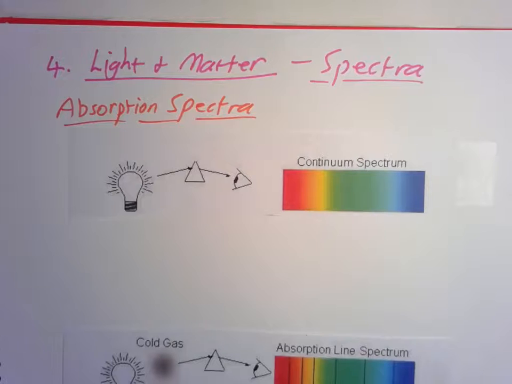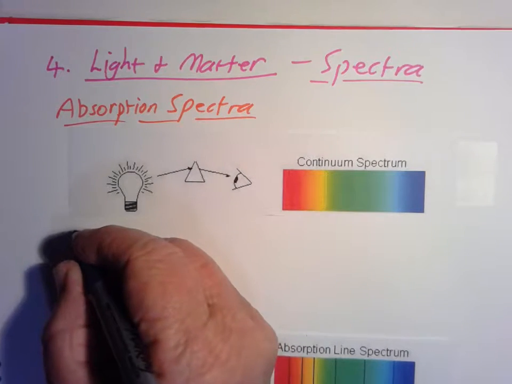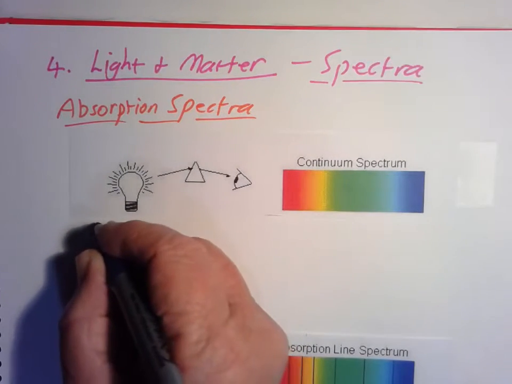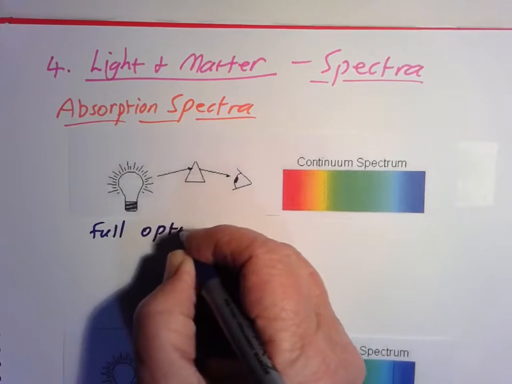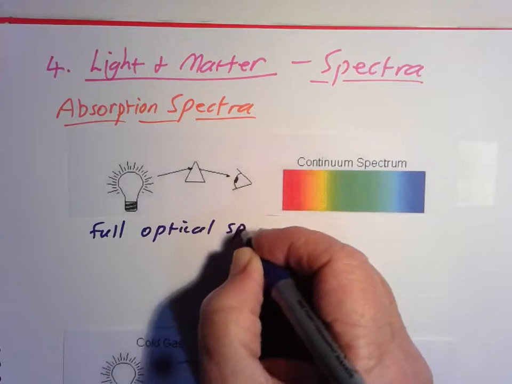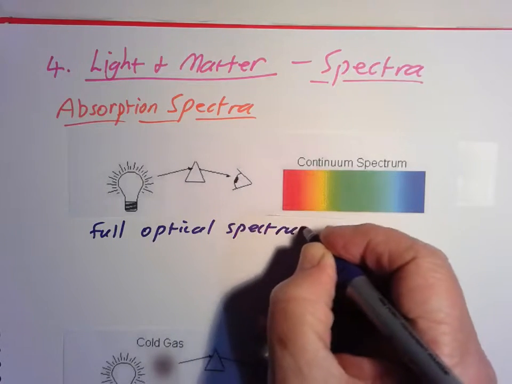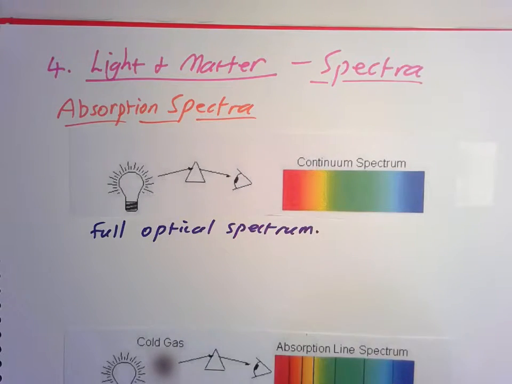Okay, welcome to number 4 in the light and matter section about spectra. So starting off with absorption spectra, but what we've got first on the screen is a continuous spectrum. Continuous spectrum just means the full optical spectrum that we get from a light source. So this is just a full optical spectrum, and it's only optical because that's the bits we're looking at right now.